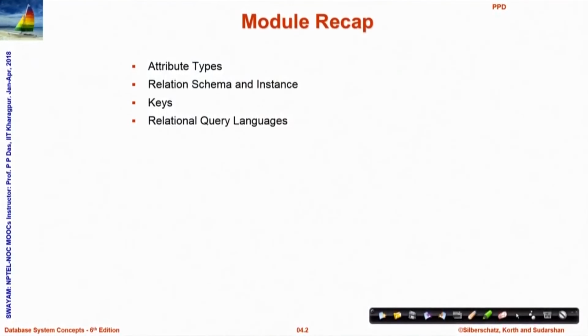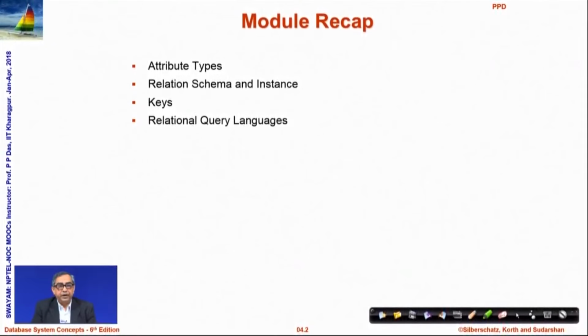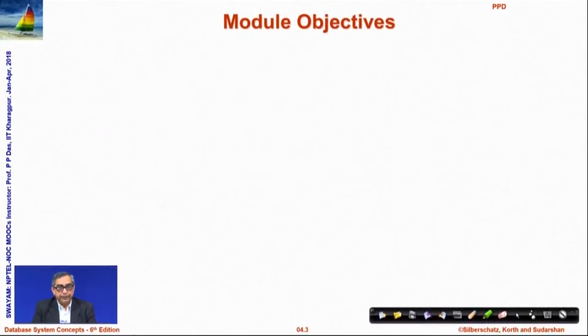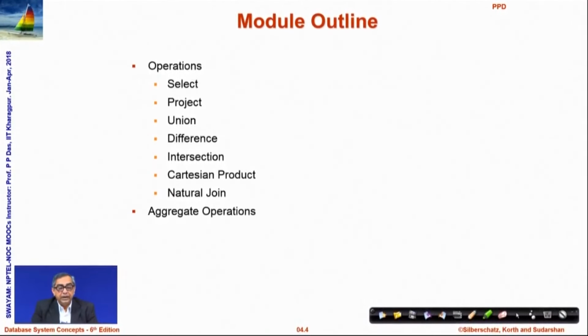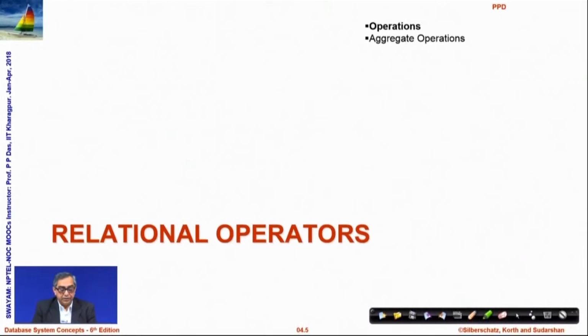In the last module, we talked about attributes, relational schemas and instances in mathematical form, and very importantly, we discussed the concept of keys. In this module, we will try to understand more about relational algebra and familiarize ourselves with its operations. These are the different operations that we will look at: select, project, union and so on. Some of them are simple set theoretic operations, some are newly defined operations, and we will look at the aggregators.